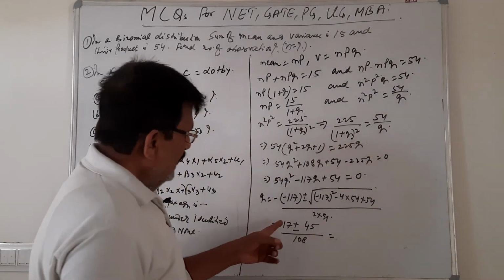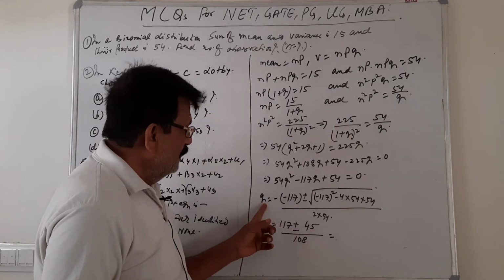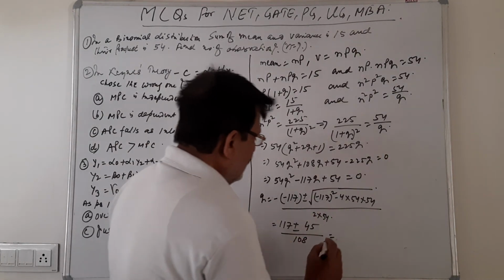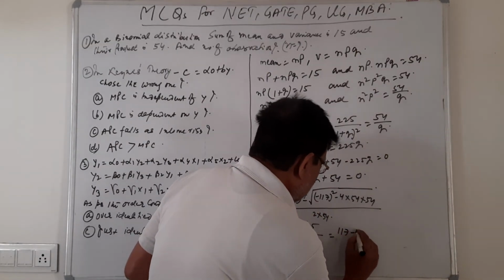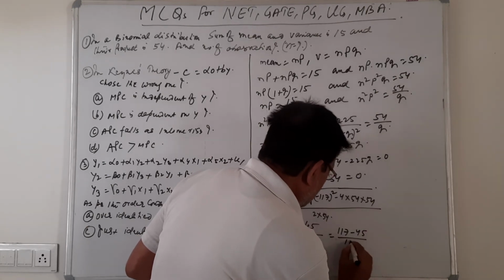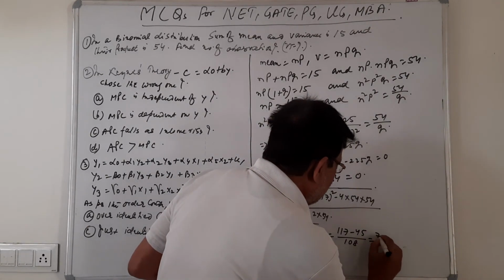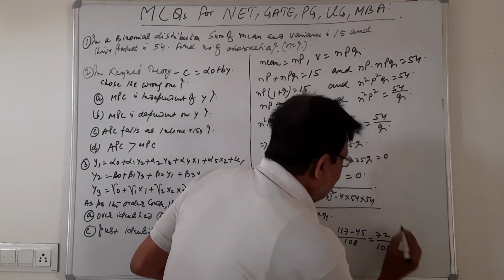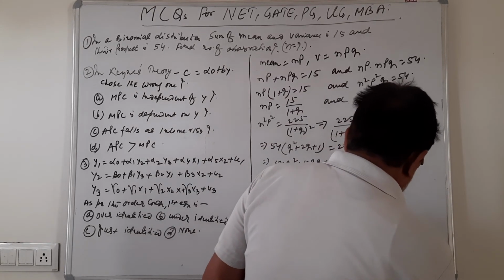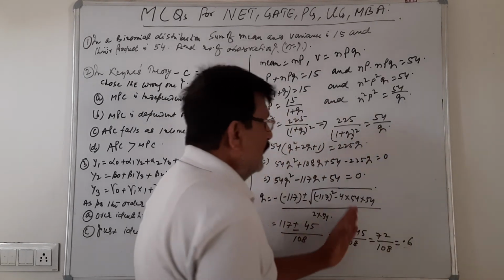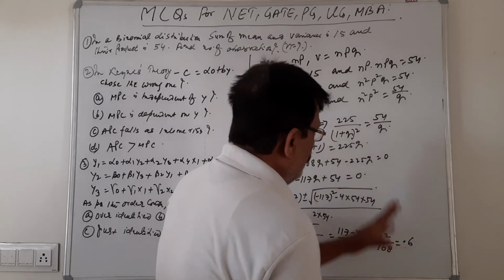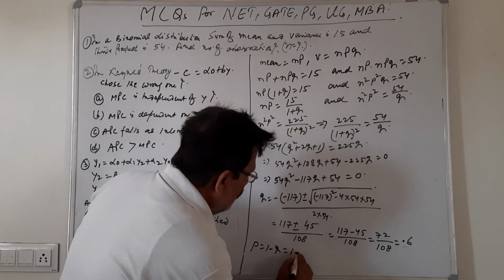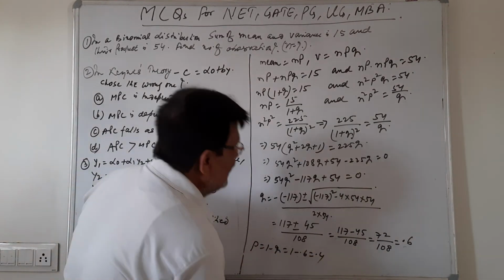If we take the positive sign, the value of q would become greater than 1, which is not possible, so we must go through the negative sign. So 117 minus 45 by 108, 72 by 108, and this comes to 0.6 recurring. So q has become 0.6. So definitely p is 1 minus q, 1 minus 0.6, that is 0.4.